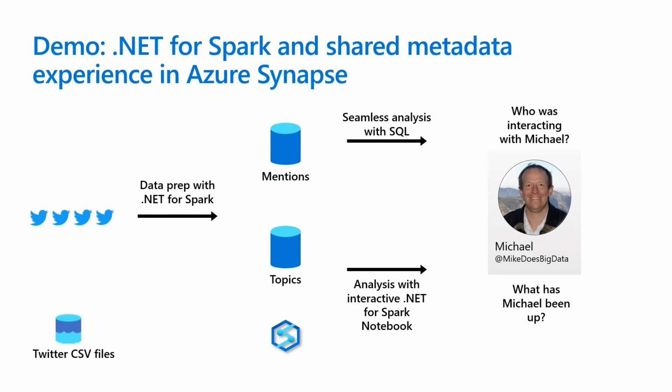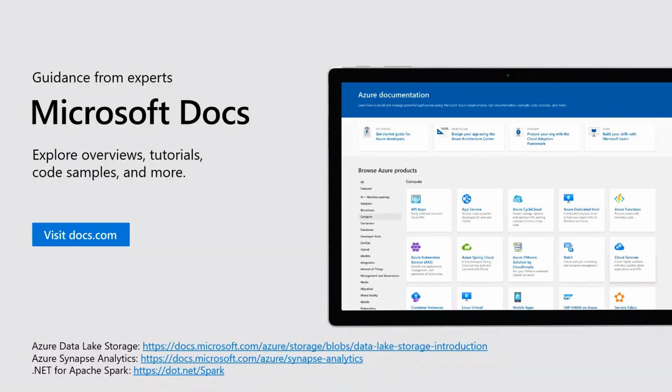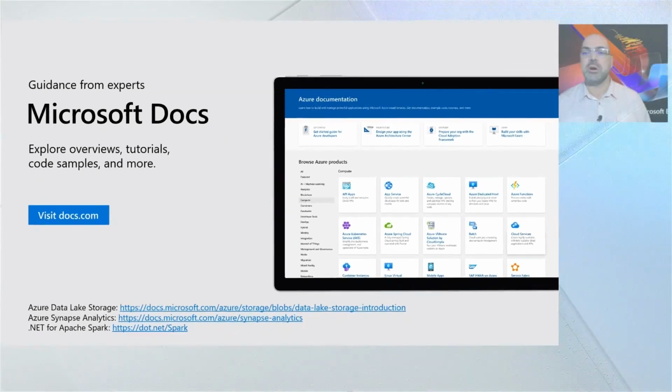So great. Let's look at some of the resources we've got here, and you'll see down in the bottom of that slide the Azure Data Lake Storage, Azure Synapse Analytics, and .NET for Apache Spark links. And to summarize, we've thought about how we can modernize those BI pipelines to really drive cost effectiveness and architectural robustness. We've also seen .NET for Apache Spark, as well as a shared metadata experience within Azure Synapse. And with that, let's open it up for some questions.